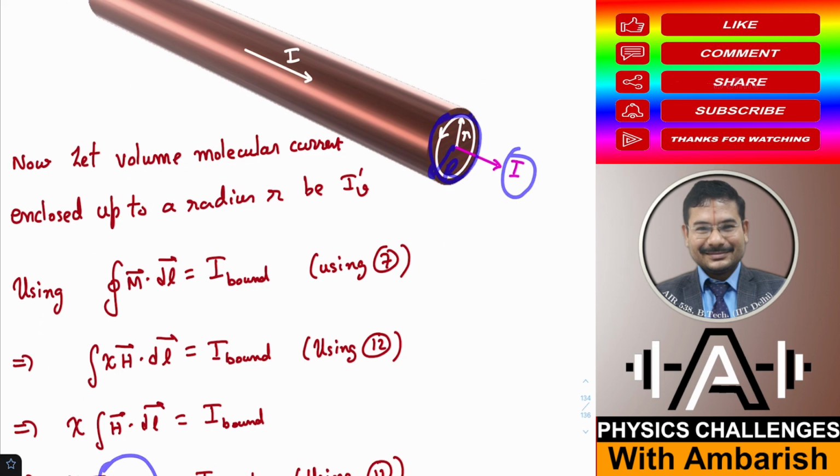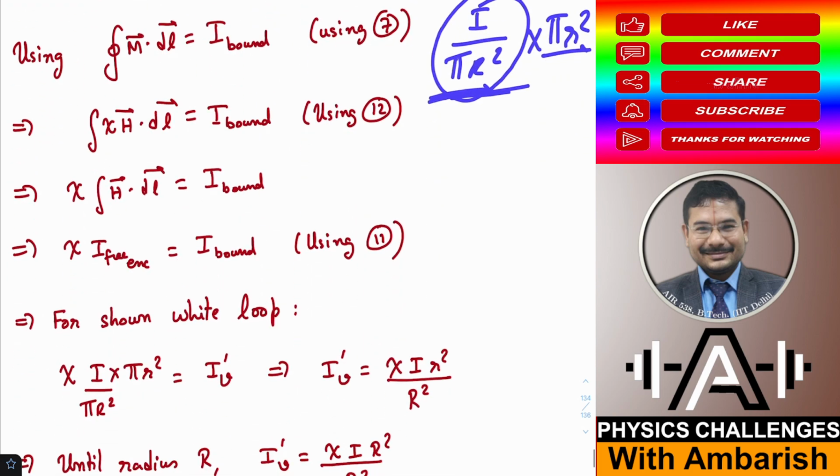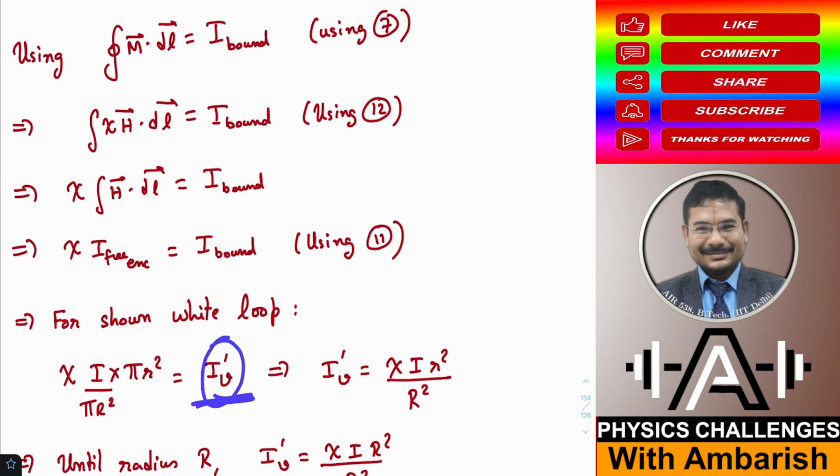So the current per unit area is I upon pi capital R square. Let's say total radius is capital R. So up till small r, the current enclosed is this into pi into small r square. So I by pi capital R square into pi into small r square, and this chi comes as it is, and this should be equal to the volume bound current up till radius small r.